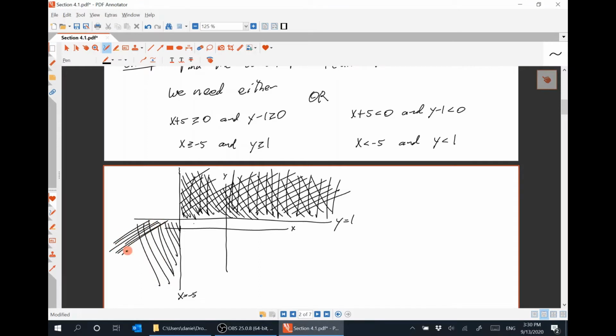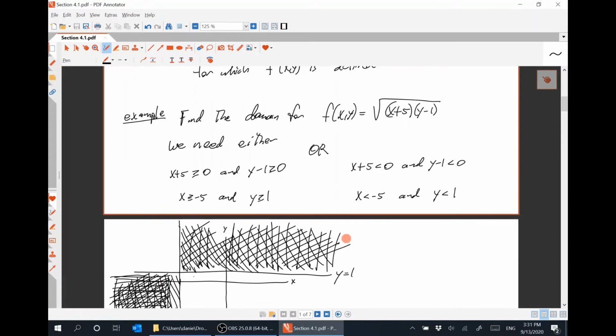By the way, we also count the lines themselves. The lines are where x is equal to negative 5 and where y is equal to 1. And those areas count because that makes them equal to 0, and the square root of 0 is just 0. It's fine. It's algebraically defined.